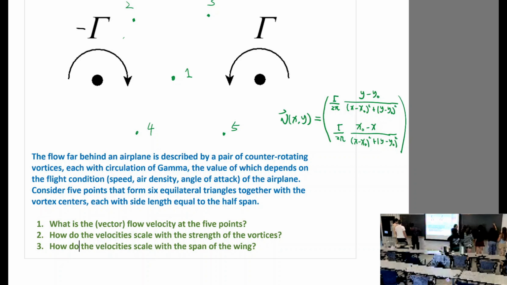The x component actually for point 2 doesn't cancel. Wait, this is wrong. So the numerators are correct. The denominator for one of them is not b over 2 squared. The distance from here to here is b over 2, but the distance from here to here is not b over 2. Oh wait, we did this point and this point. Okay, that makes a lot more sense. Okay, hold on. Erase all of this.